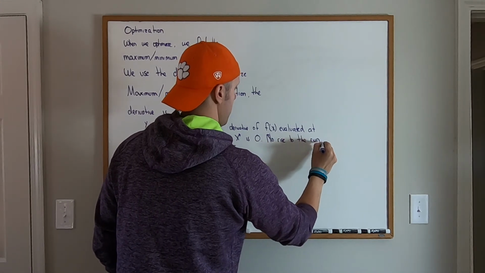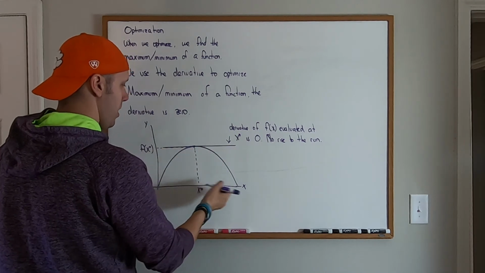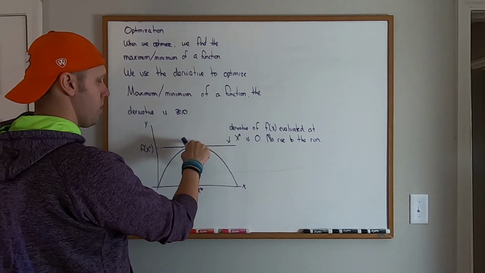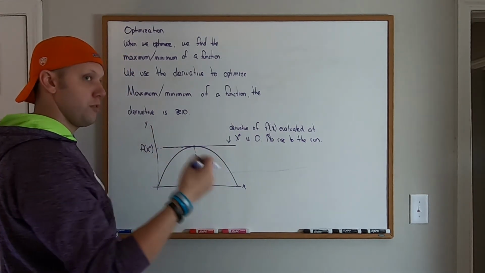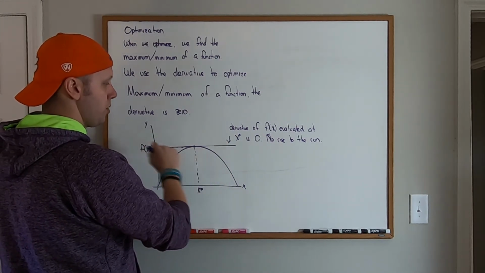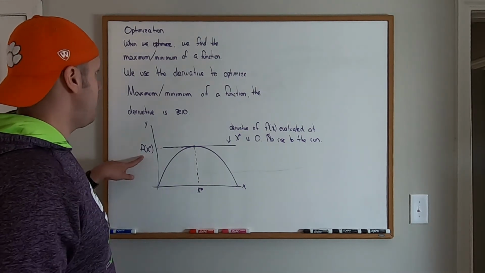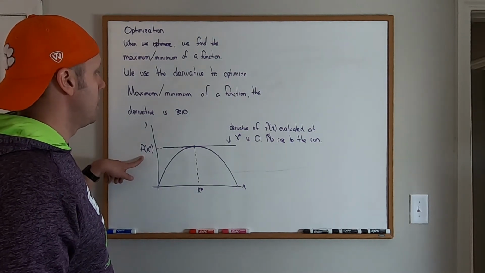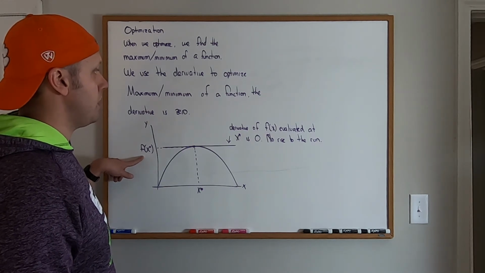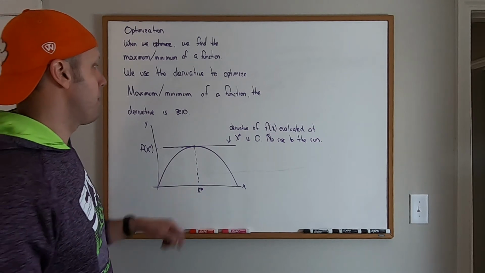No rise to the run. No matter how far to the right or to the left I go, there is no vertical change. So for any horizontal change, at this point, there is no vertical change. So the maximum of f of x is achieved when its derivative is equal to 0. Its derivative equals 0 at x star.